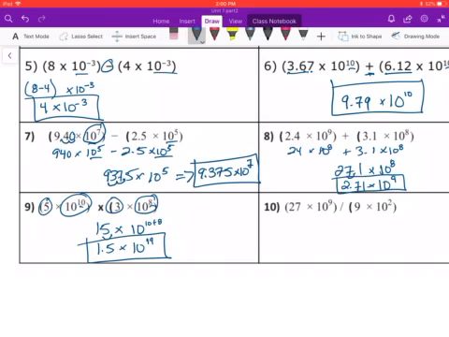Division is the same. We don't need the same magnitude. We divide the lead factor. 27 divided by 9 is 3. Times, I subtract the exponents. 9 minus 2 is 7. And that's it. Easy peasy.